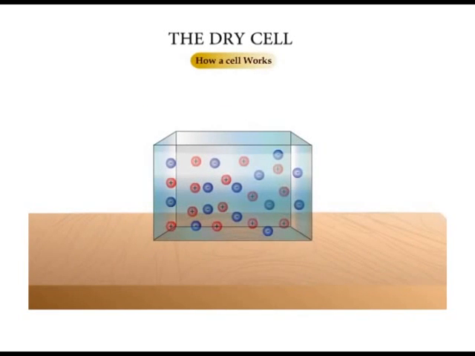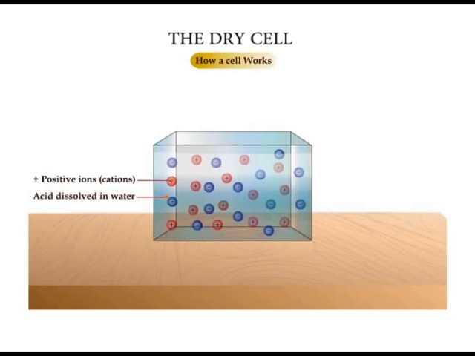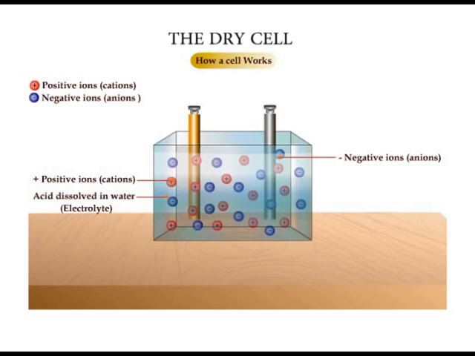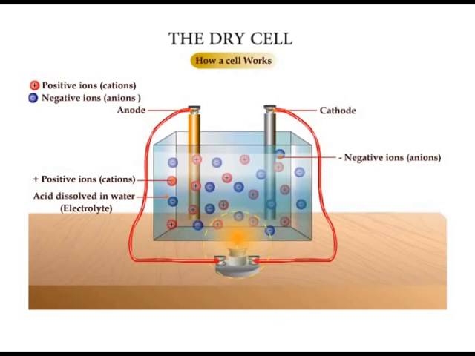Substances such as acids dissolve in water to form charged particles, namely positive ions or cations and negative ions, the anions. These type of solutions form the electrolytes of a cell. Metal rods immersed in electrolytes act as electrodes. The positive electrode is the anode and the negative one is the cathode. These electrodes attract oppositely charged ions, resulting in a flow of electrons.